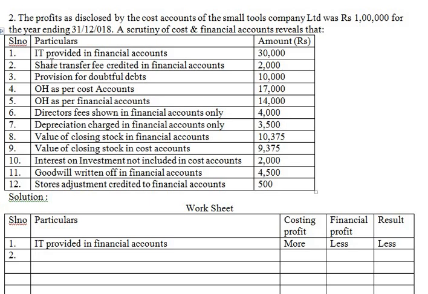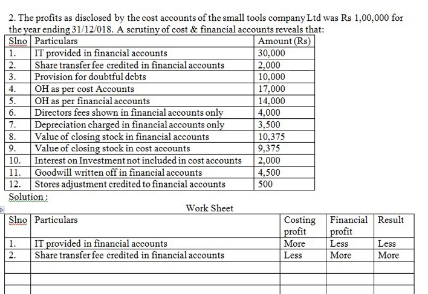Next, share transfer fee credited in financial accounts. It is credited, which means obviously the profit will be more. So your costing profit will be less and financial profit will be more, and your result is more.